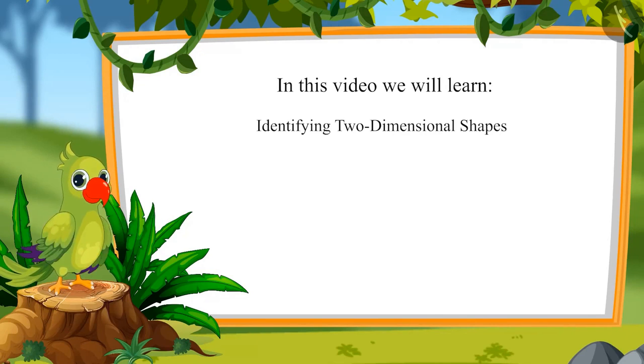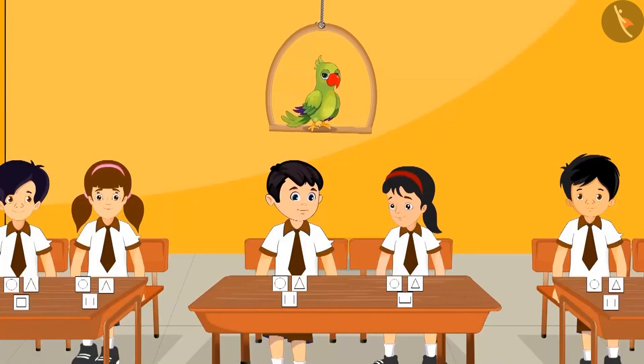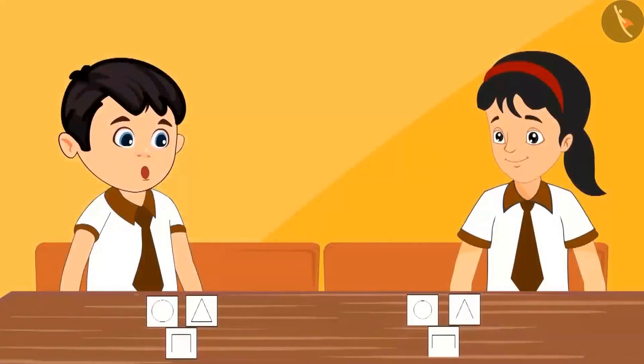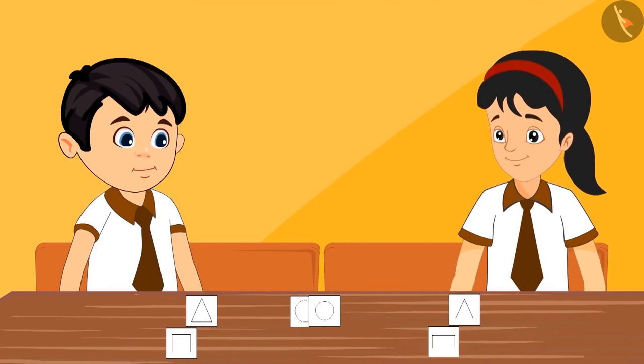Identifying two-dimensional shapes. Today in Chotu's class, ma'am gave cards of two-dimensional shapes to everyone, and they were asked to sort those cards separately. Pinky, look here. There is a circle on this card. We should keep it separately. Yes, Chotu. Just see, I also have a card on which a circle is made. We can keep these two together.